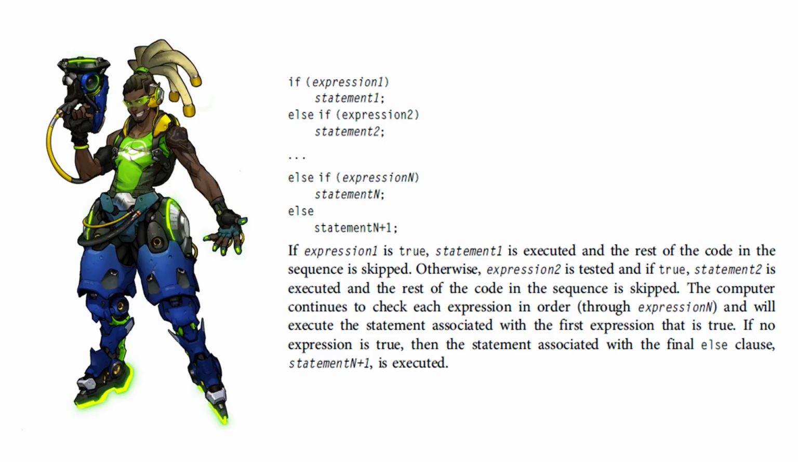If this is false, it starts going down the list. It asks, hey, is expression number two true or false? If it's true, it goes in there, does its business, gets out, and is done with that if statement. If this is false, it keeps going down the list until you have exhausted all the available expressions. If none of these are true, the last thing it'll do is guaranteed to run this else statement. Okay. So if all else fails, you get down to the bottom.